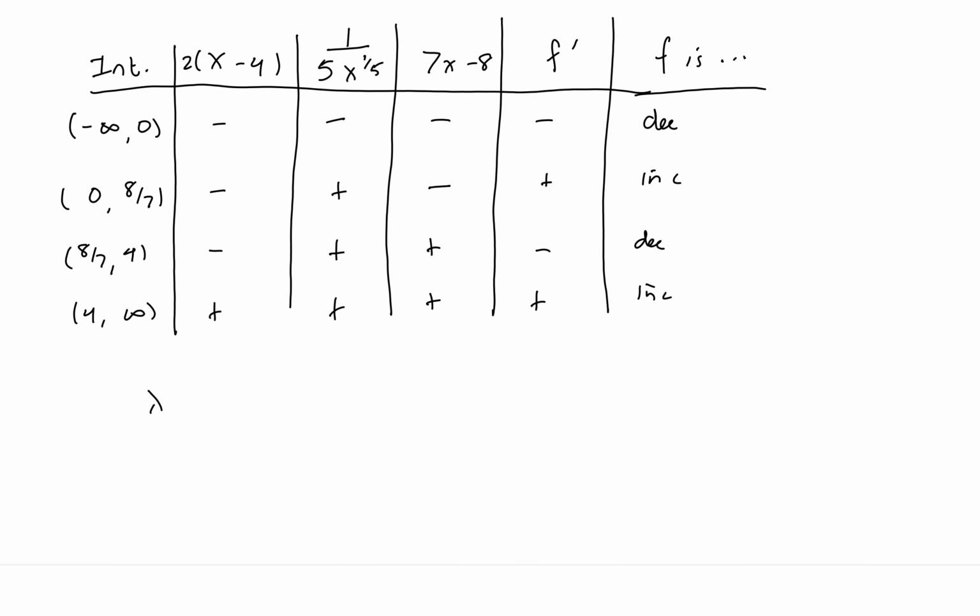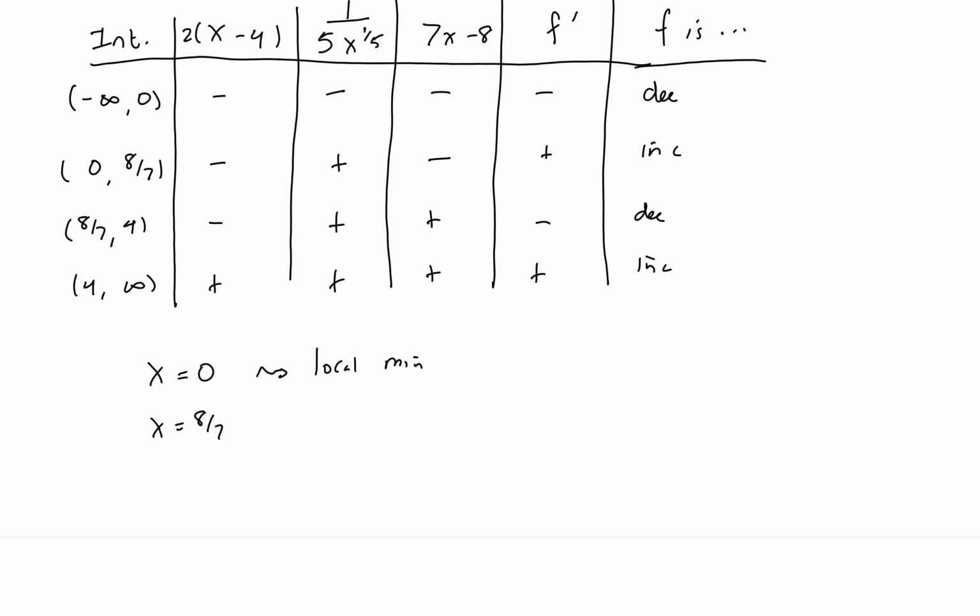And so from this, we can see when x is equal to 0, we're going down and then up. So this is a local minimum. x equals 8/7, we're going increasing and then decreasing. So that gives us a local max. And then x equals 4, we're decreasing and then increasing. So this gives us a local min.